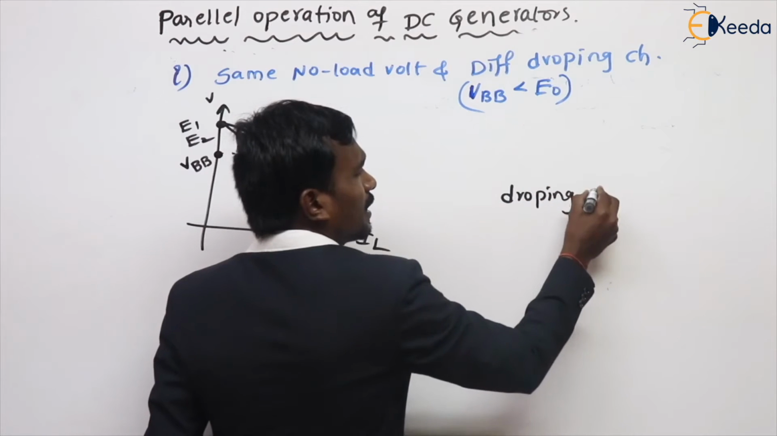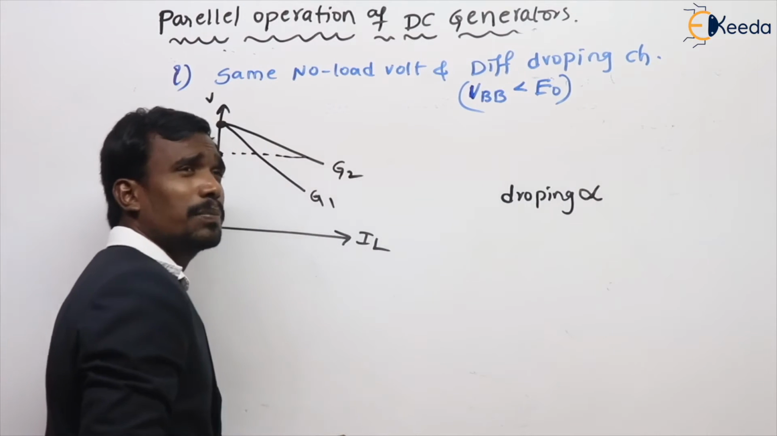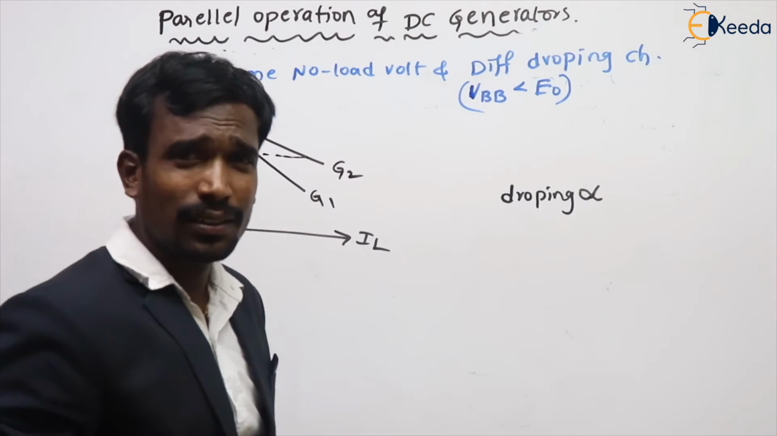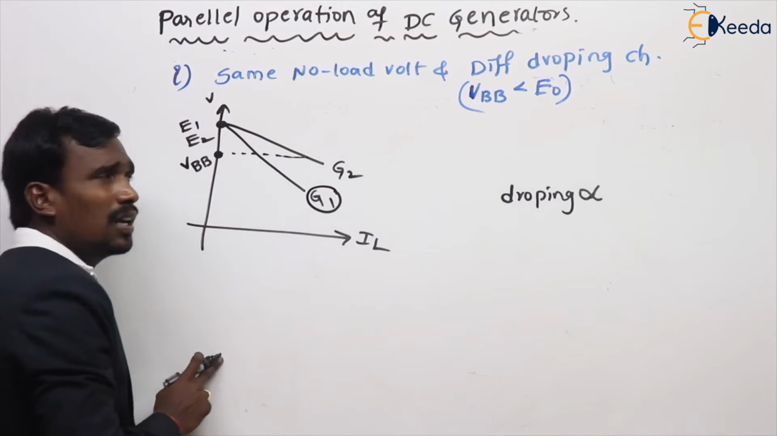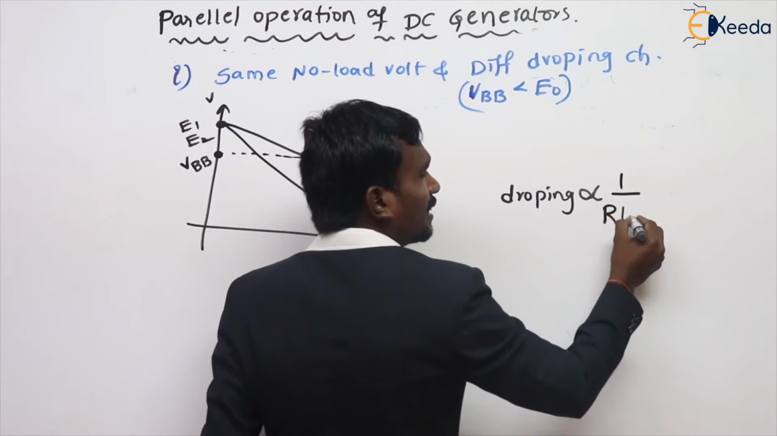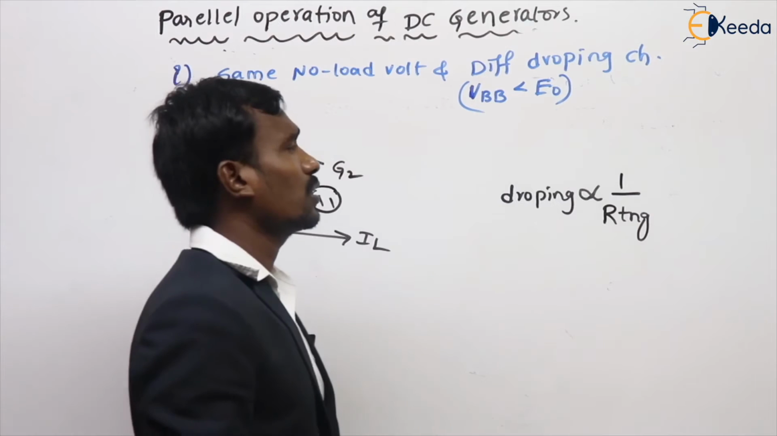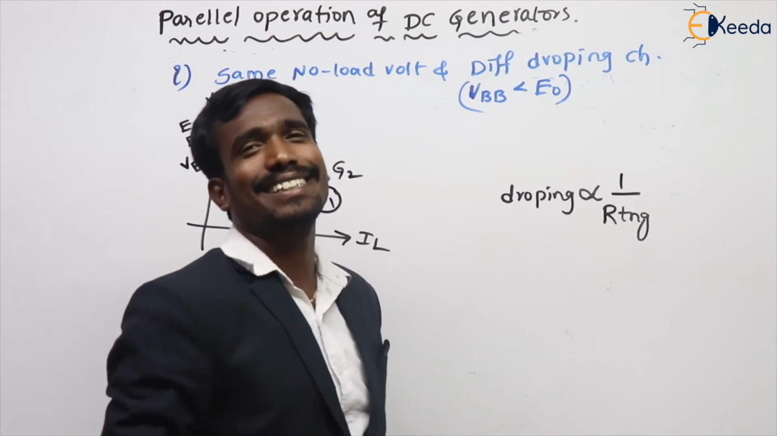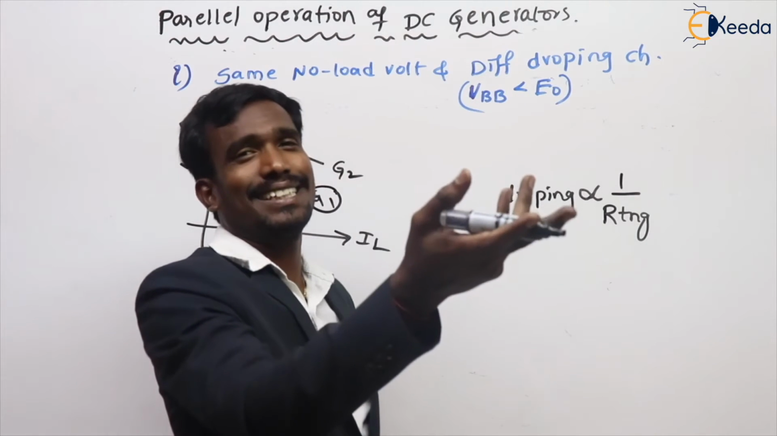At this condition, in general, is the drooping directly proportional or inversely proportional to rating? They will ask you a question like that. Are you getting or not? See here, when generator 1 is more drooping, that is less rating. The drooping is inversely proportional to rating. If it is more drooping, that is less rating. If it is less drooping, that is more rating.